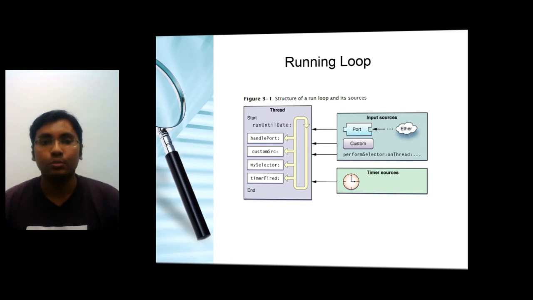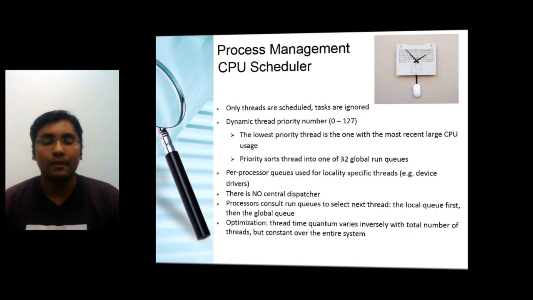In the run loop, if we see the pictorial view, it has start, run until date, handle port, custom source, select thread, and timer fired at the end. It is also connected with the timer source. Now I'm going to discuss the process management CPU scheduler. Only threads are scheduled and tasks are ignored here. Also, the dynamic thread priority number ranges from 0 to 127.